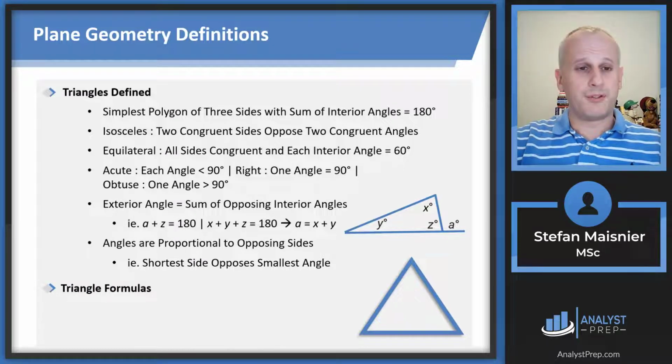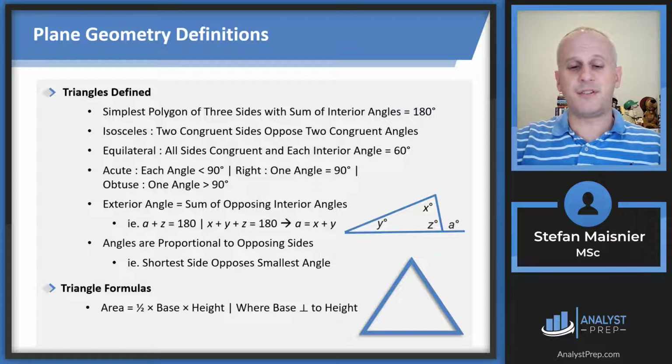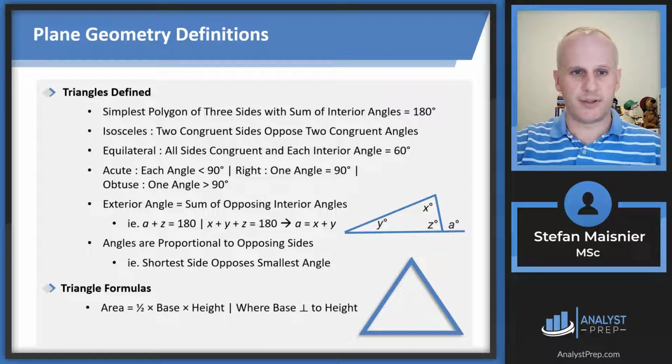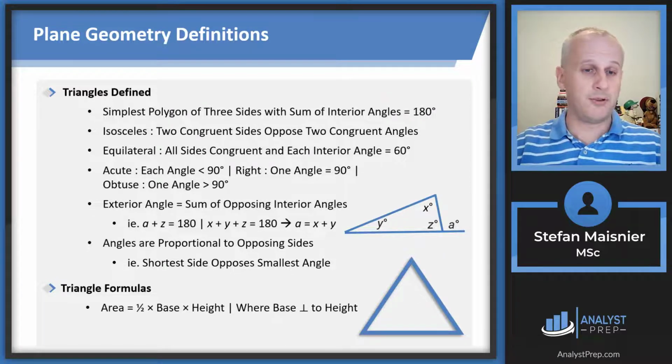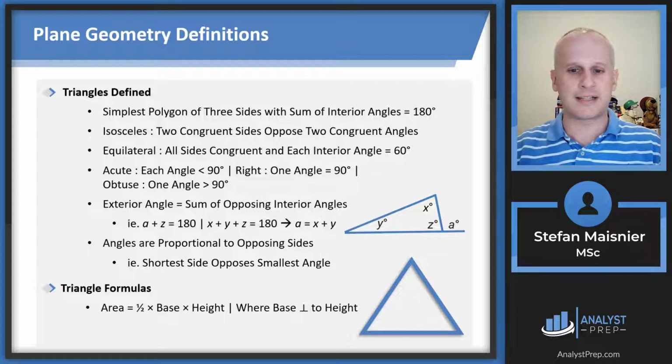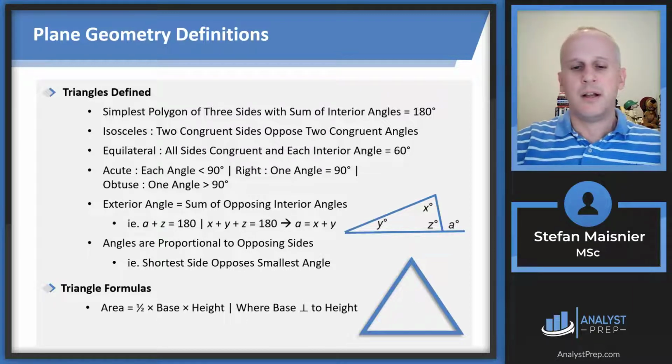And there are a couple of formulas that you need to know for triangles as well. First, you need to know that the area is going to be 1/2 times the base times the height, where the base has to be perpendicular to the height. So you couldn't just take two sides of the triangles that are on this figure and use them to find the area unless you knew definitively that they intersected at a 90-degree angle.